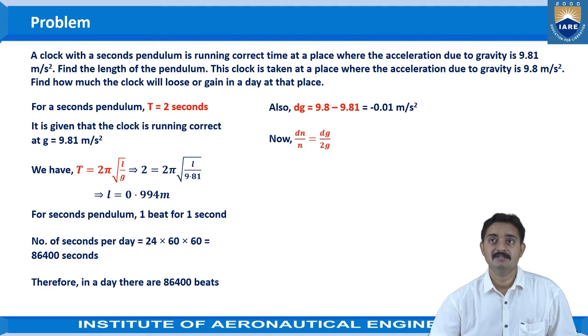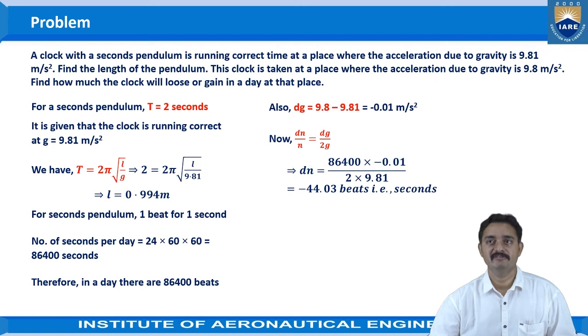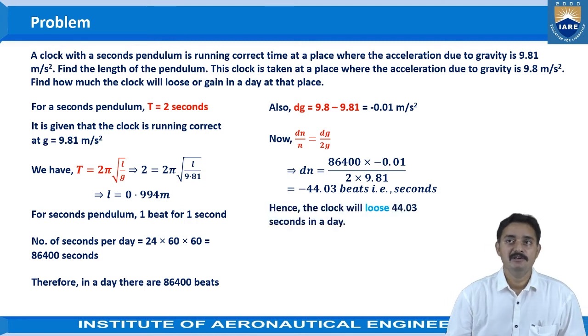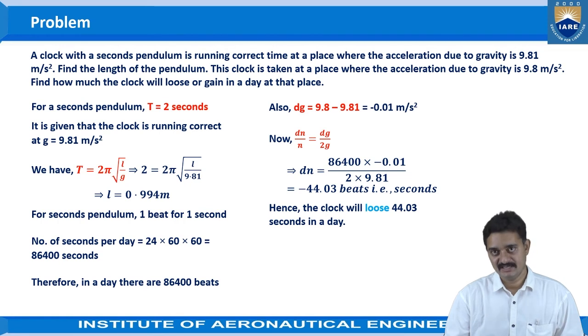Now dn by n is equal to dg by 2g. If we substitute the values, we will be getting dn is equal to 86400 into minus 0.01 by 2 into 9.81. So that gives minus 44.03 beats, that is seconds. So we can say that the clock will lose 44.03 seconds in a day.